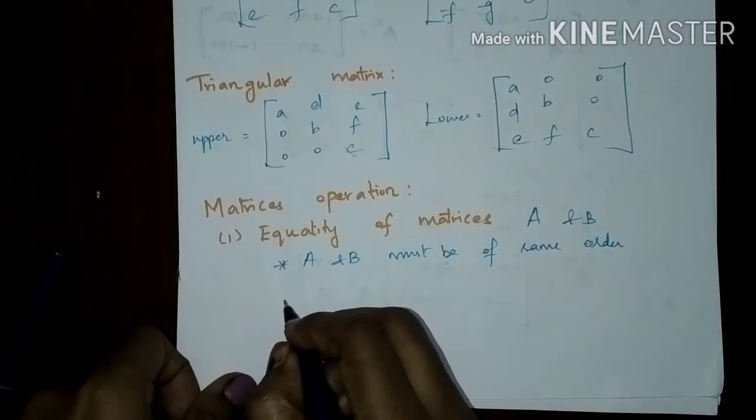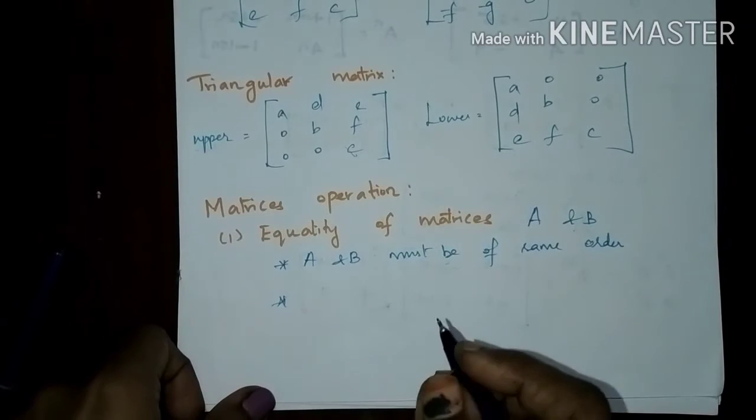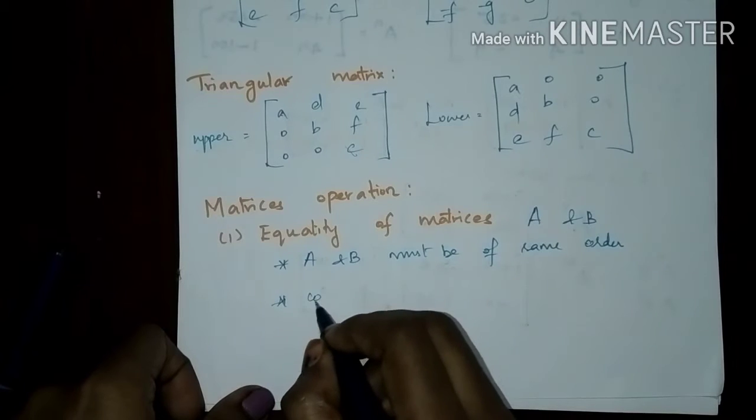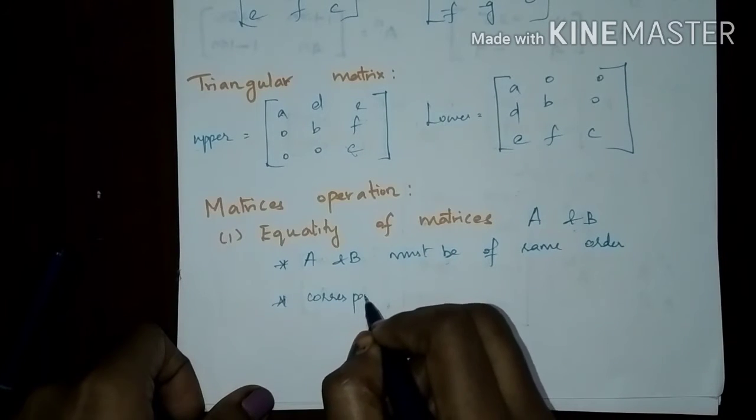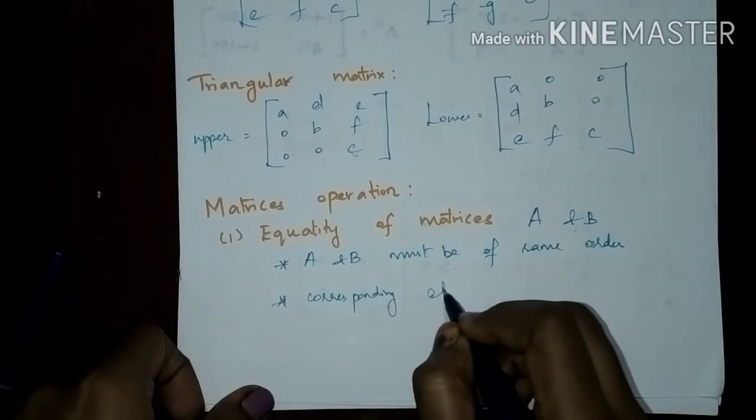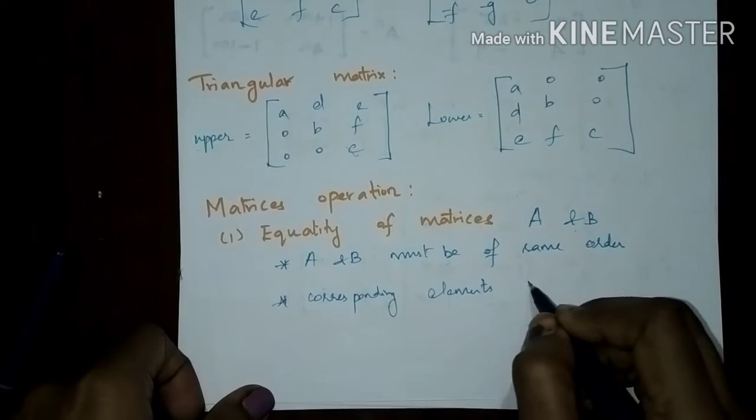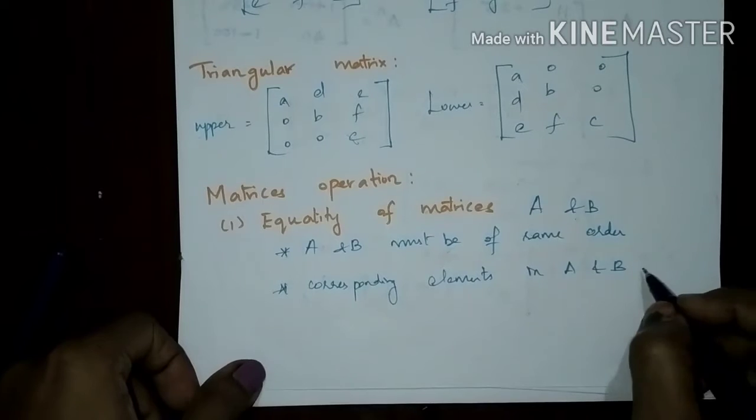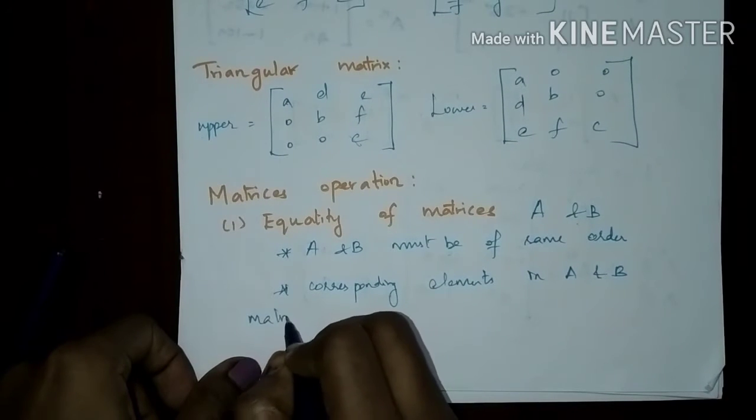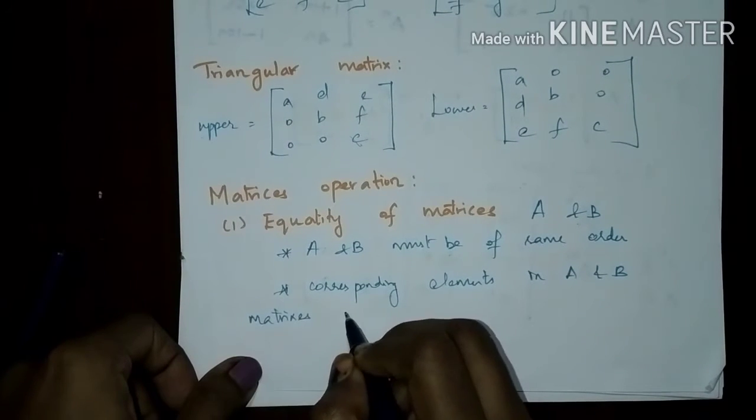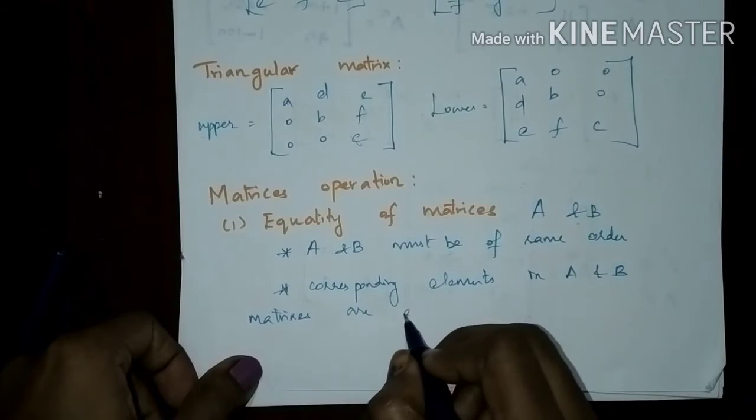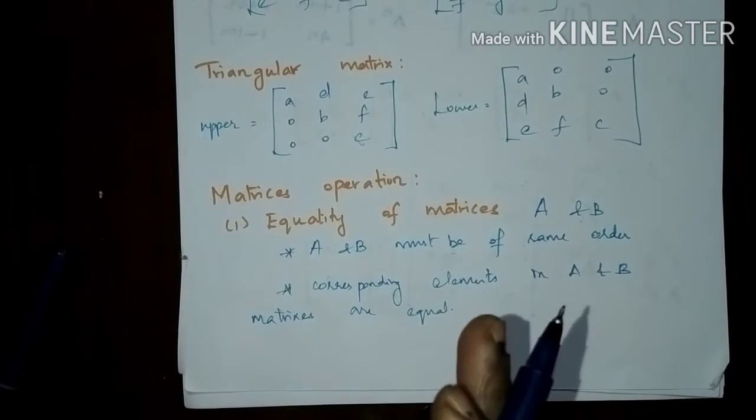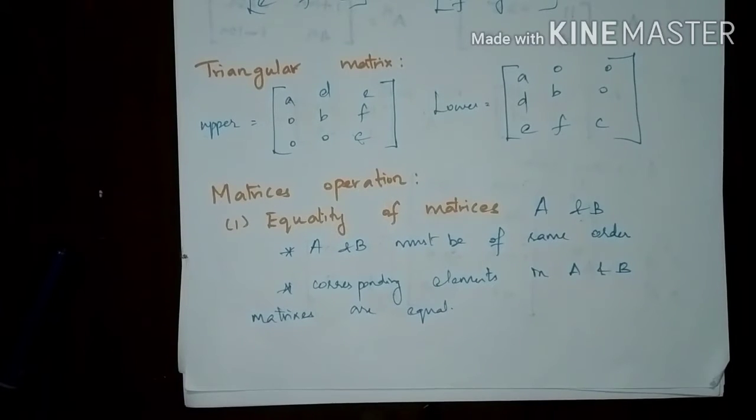And the second point, corresponding elements of A and B matrices must be equal. Corresponding elements in A and B matrices are equal. Then only the matrices are considered as equality of matrices.